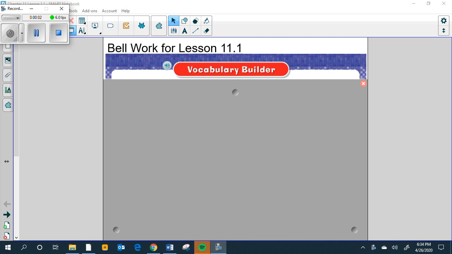Welcome to lesson 11.1. This is the vocabulary builder from the beginning of the chapter. This is actually your bell work for tomorrow, so be sure to do this in your book before we meet tomorrow. Let's go ahead and take a look at today's lesson.